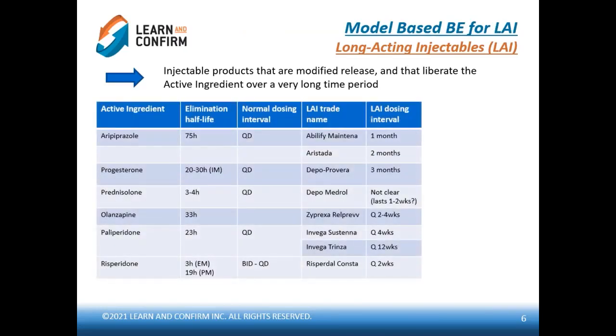On this table is presented different drug examples. So on the left, you have the active ingredient. Going to the right, there are normal elimination half-life, normal dosing interval, which is usually given once a day or twice a day. And then you can see that there's long-acting injectables that are available for these products. And instead of administering them once a day with those long-acting injectables, you can administer them, for example, every month or even every 3 months.